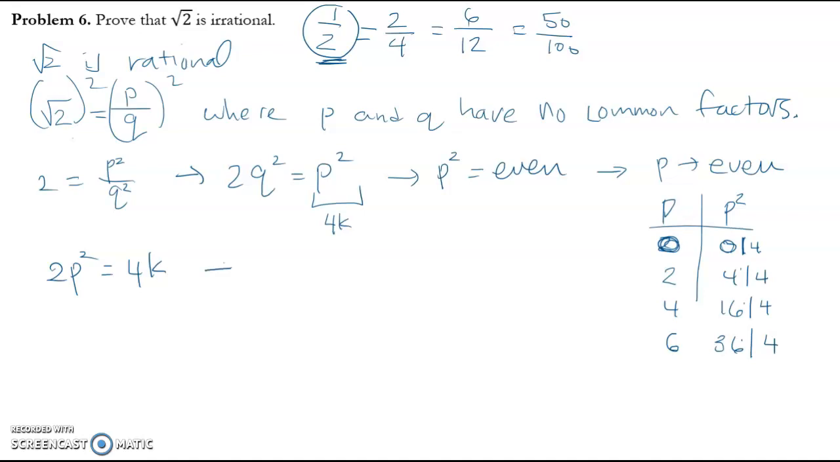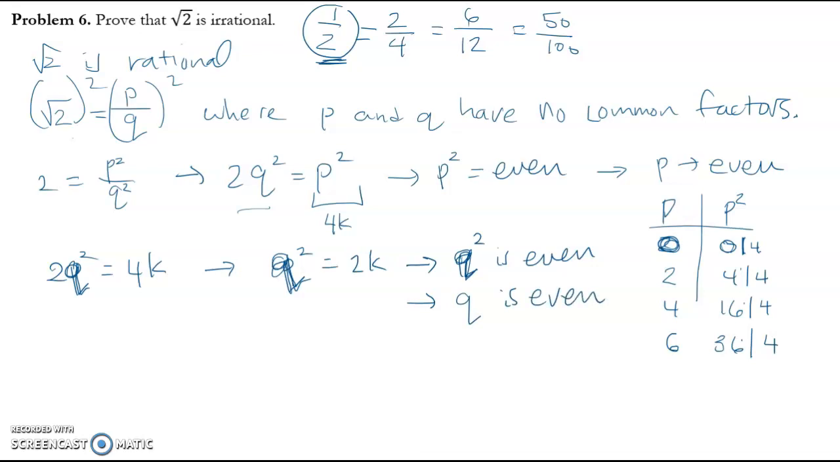Dividing both sides by 2 gives us q squared equals 2k. I'm sorry, this should be q's. Right, so 2q squared equals 4k, this is also q. So this tells us that q squared is even, which gets us the fact that q is even. All right, so if q is even, let me write q as 2m, where m is any number.